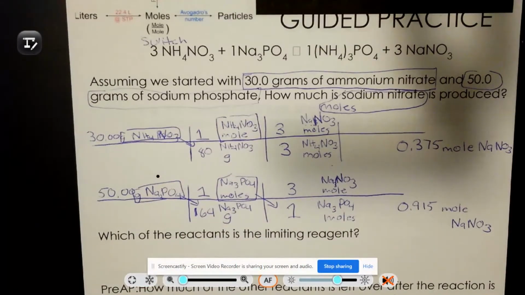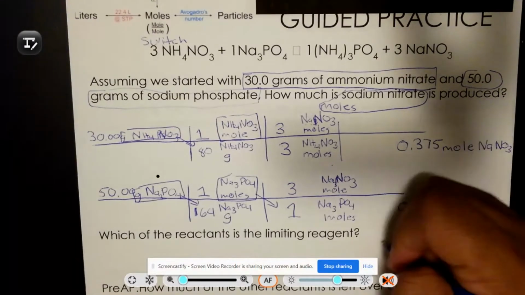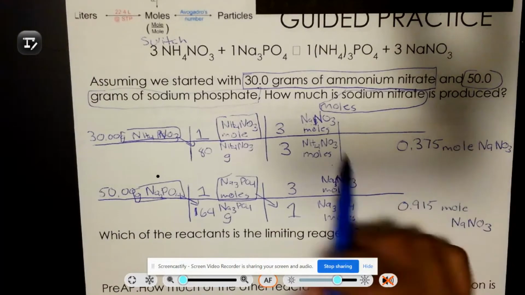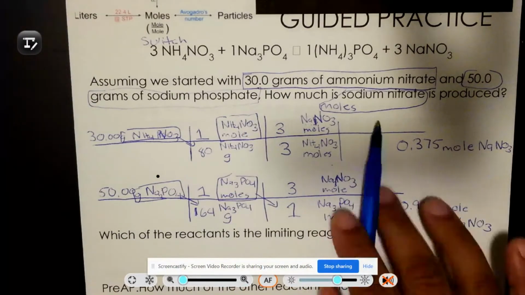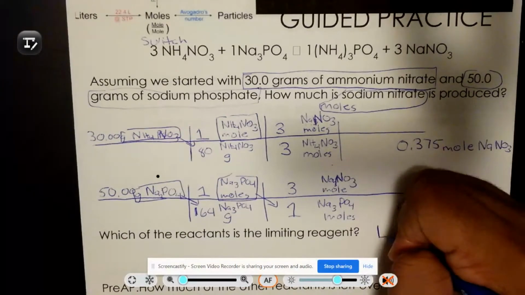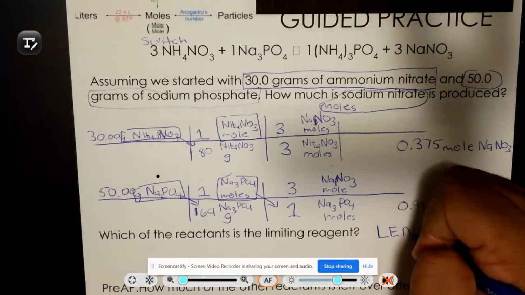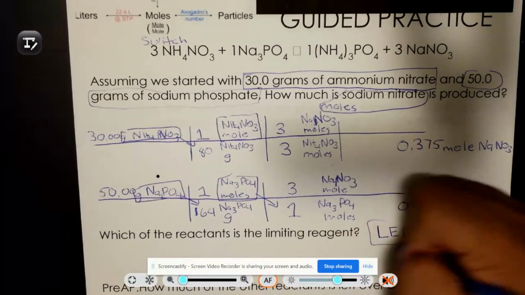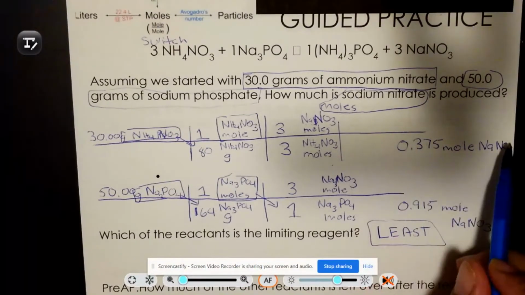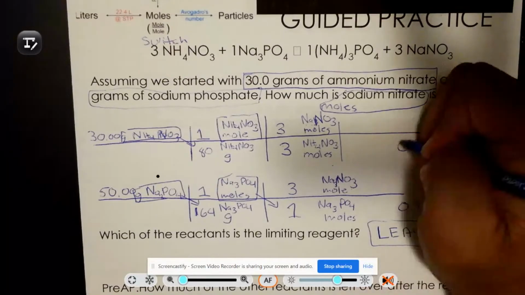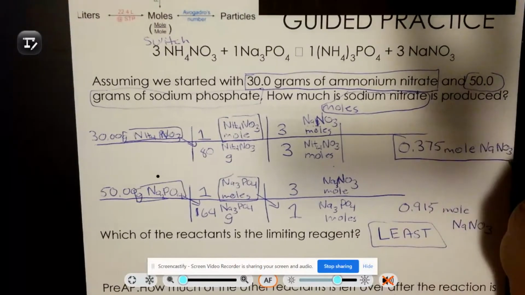And so you have two answers for sodium nitrate, and you have to decide, okay, which one of these is correct? Which one of these is the actual correct amount? And the correct amount is whichever one is less. So whenever you're doing limiting and excess, whenever you have two reactants and you do your two stoich problems, you're picking the least, which is very important. You're always going to pick the least. So we look at these two numbers, and this one is smaller. Okay, this one is smaller, so this is our final answer.